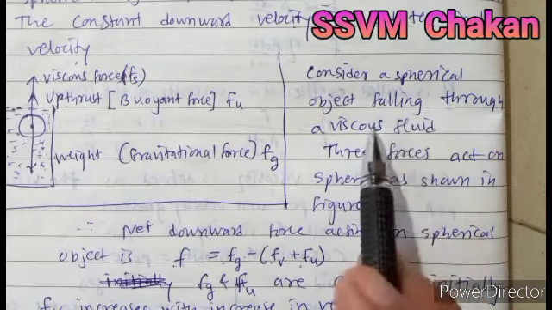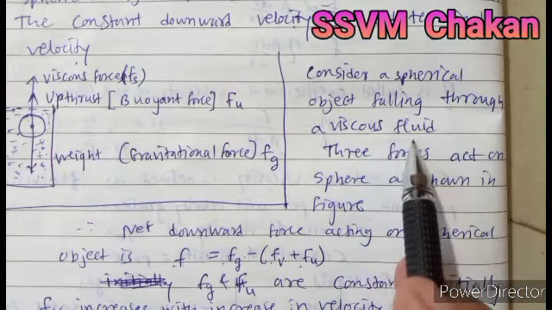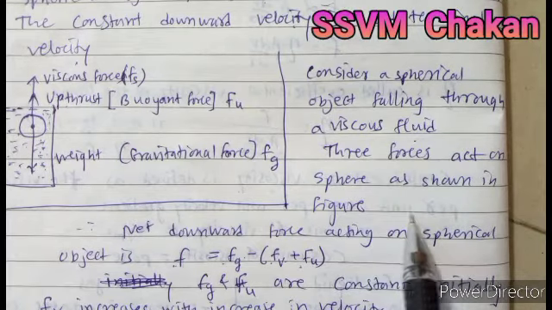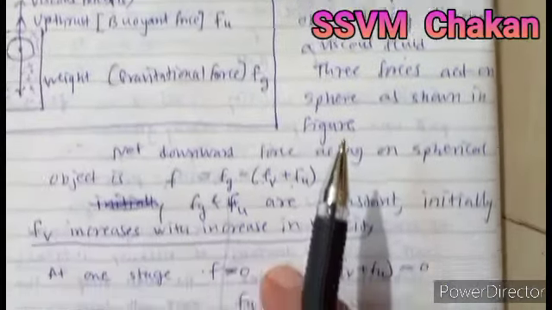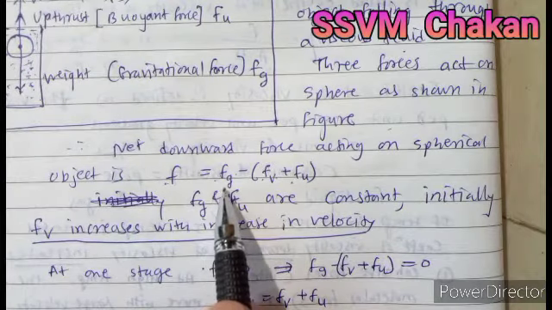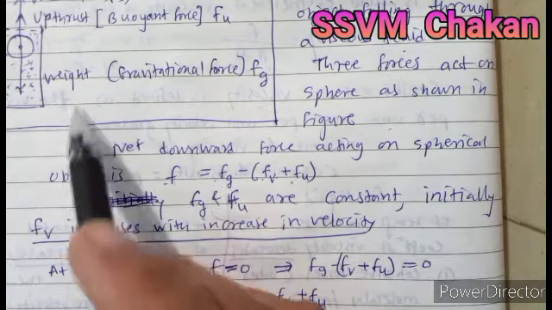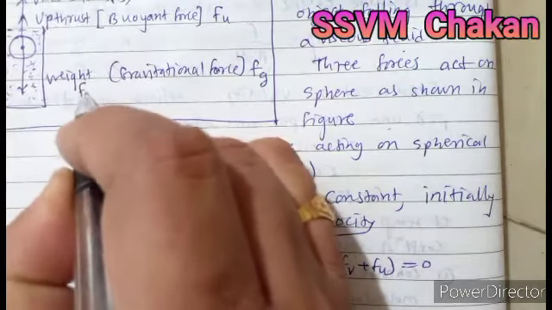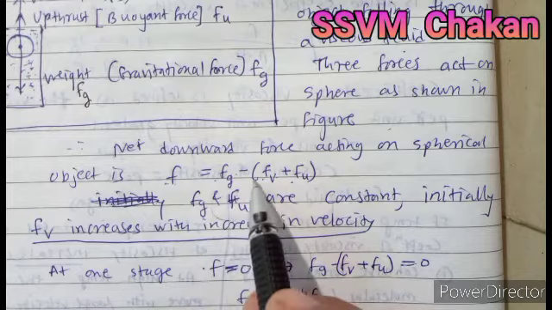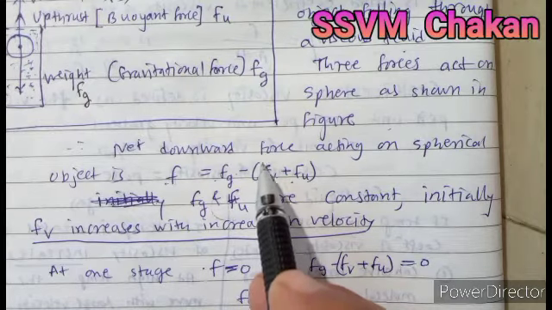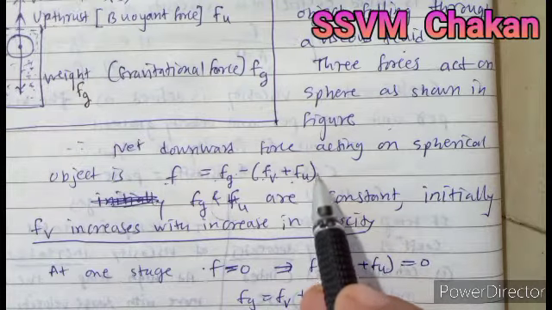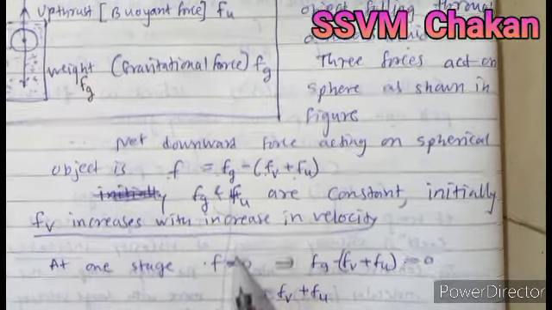Consider a spherical object falling through a viscous fluid. Three forces act on the sphere as shown in the figure. So the net downward force acting on the sphere, F, is equal to Fg, that is the weight in the downward direction, minus the upward forces, that is (Fv plus Fu), where Fu is the upthrust.